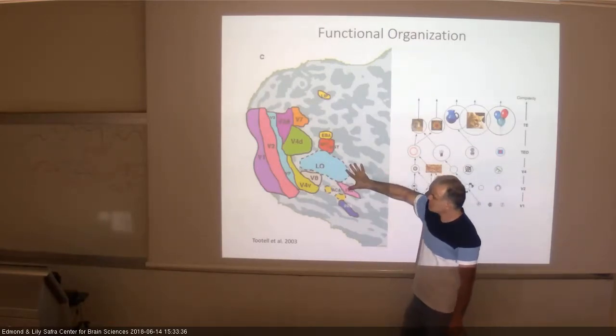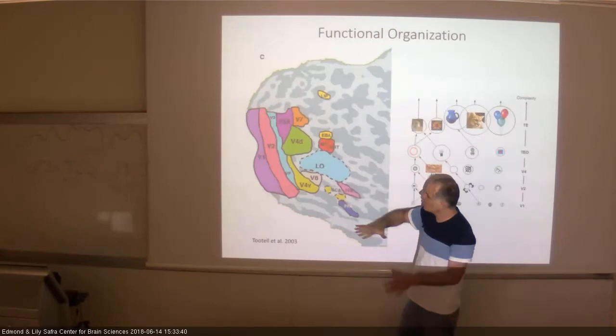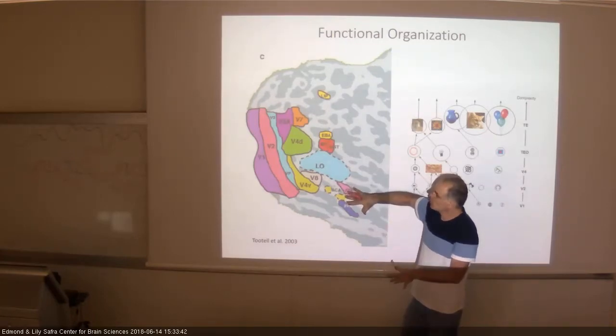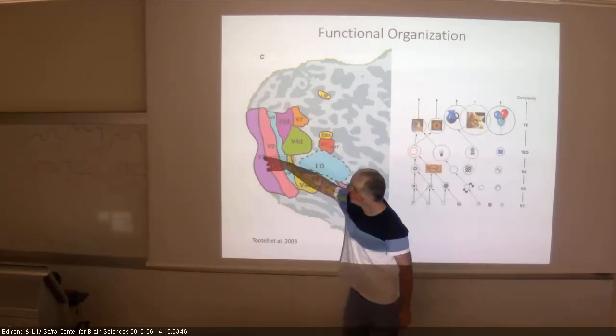So let's stop for a second to see what's here. What you see here is the flattened cortex. This is the temporal part. This is the posterior part of the brain.